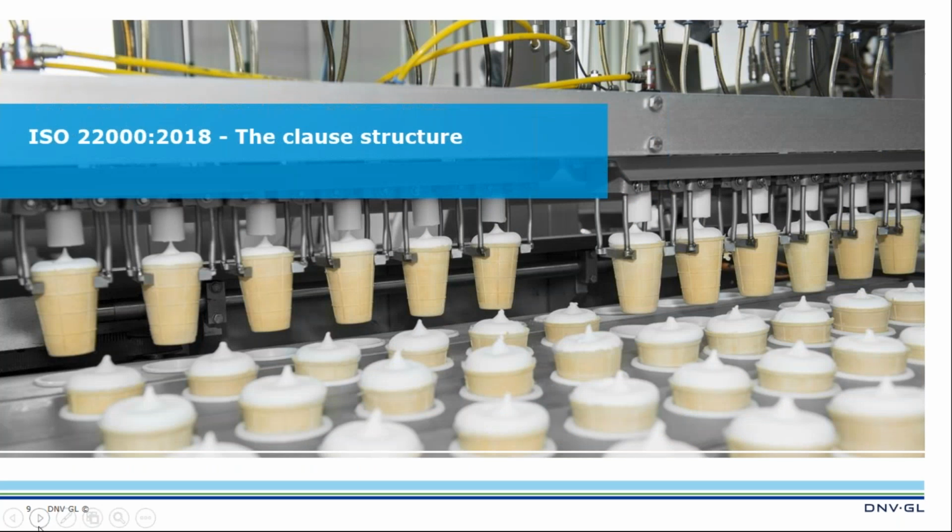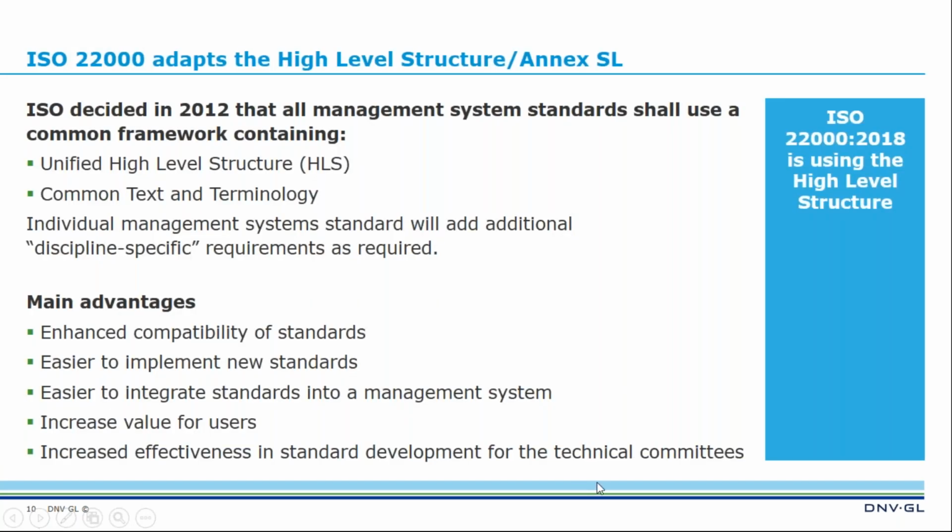So we go a little more in depth in going through the clause structure of ISO 20000 version 2018. In 2012, when ISO decided to have all the management system standards unified, they decided to have all the main ISO management system standards follow a high level structure, which we call HLS for short. They intend to have common text and terminology throughout the standards. That includes ISO 9001, ISO 14001, ISO 20000, and ISO 45001.